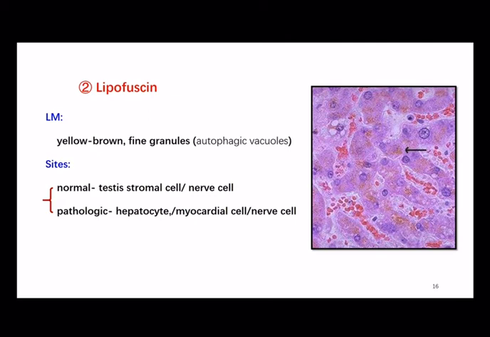The lipofuscin is yellow-brown fine granules. In normal situation, it can be found in testis stromal cell or nerve cell. Essentially, lipofuscin is insoluble residue in autophagy lysosomes, which is formed by undigested organelle fragments.